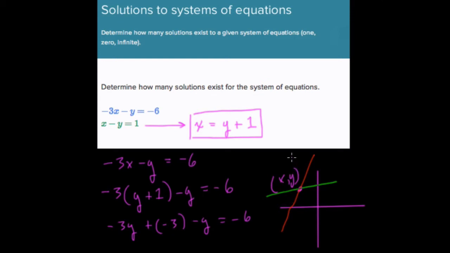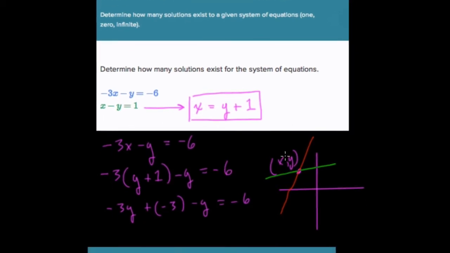If the point has a y value, a number, it must also have an x value. Here's what I mean. If we solve this, we get negative 3y minus y, that's negative 4y, plus negative 3, that's a minus 3 equals negative 6. You can keep going. If we add 3 to both sides, we get negative 4y equals what? Well, negative 6 plus 3, that's negative 3. And then divide both sides by negative 4, and y equals 3/4.